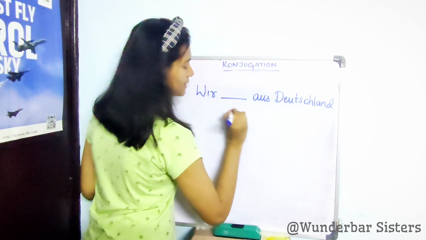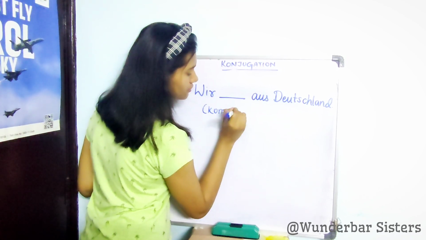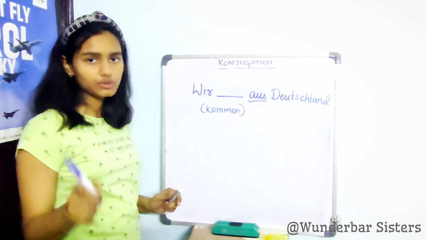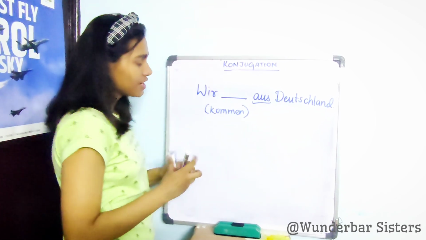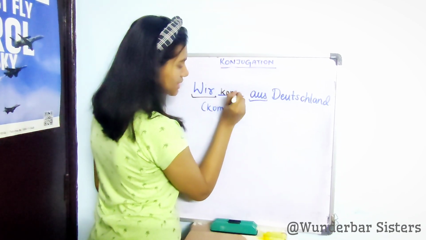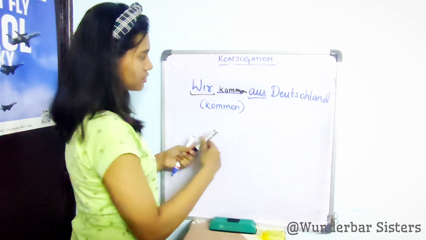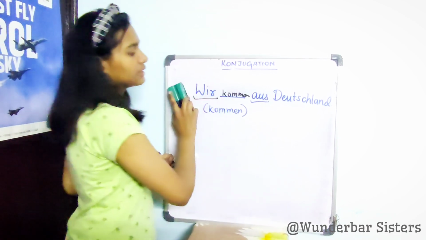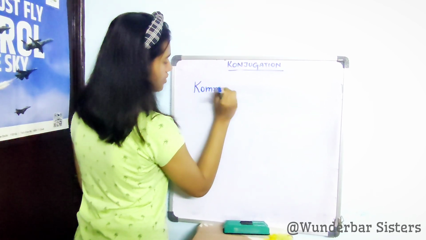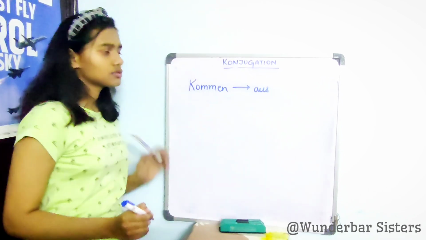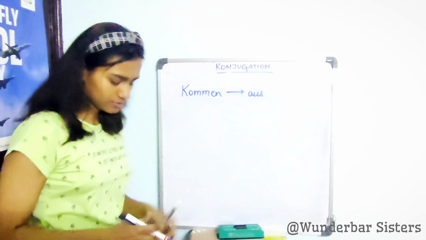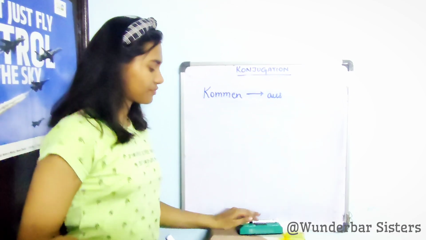So now the verb that is given is kommen. Now aus. There are a few rules about which preposition we have to use with the verb, which I'm going to tell you after we solve this question. So kommen, because we have wir, will remain kommen only, because with wir the conjugation remains the same as the verb. So "Wir kommen aus Deutschland." Deutschland is Germany, right? Now when I used kommen, I used aus. Usually with kommen, like "Ich komme aus Indien," aus is used as from. So with kommen we use from.